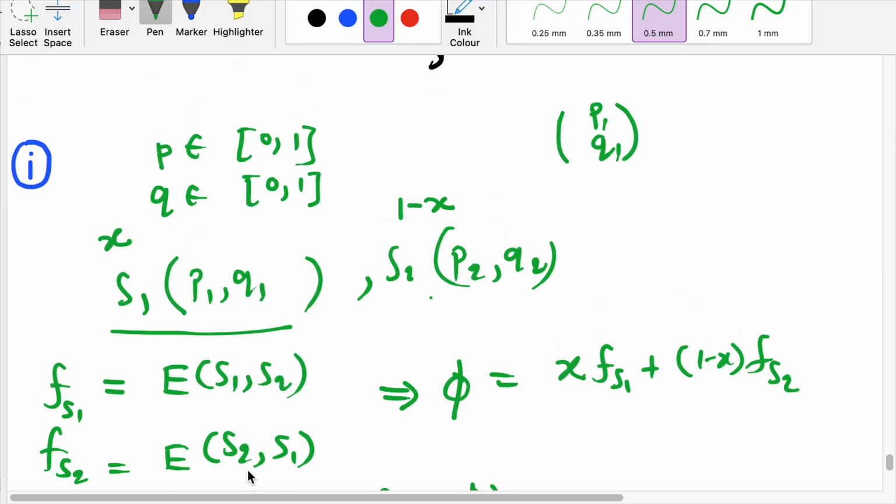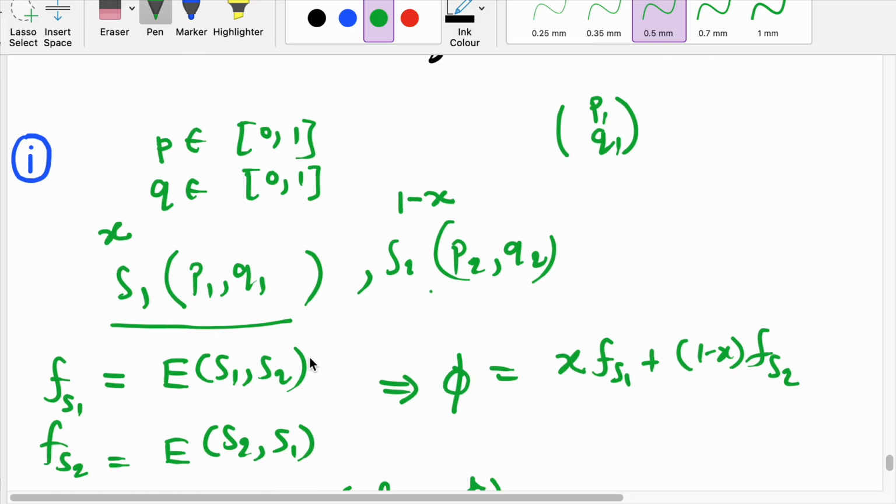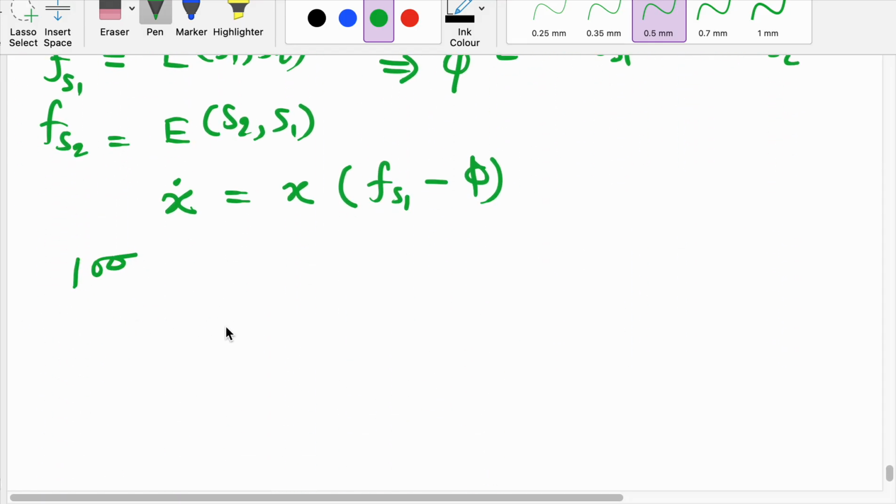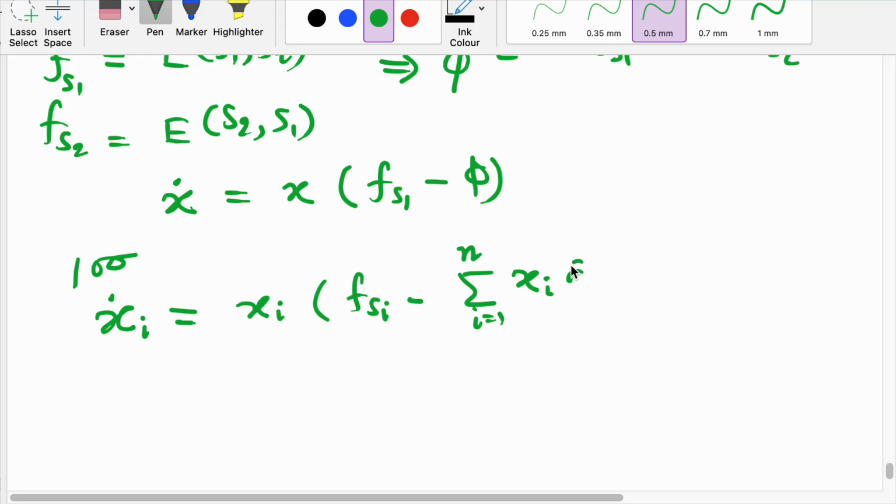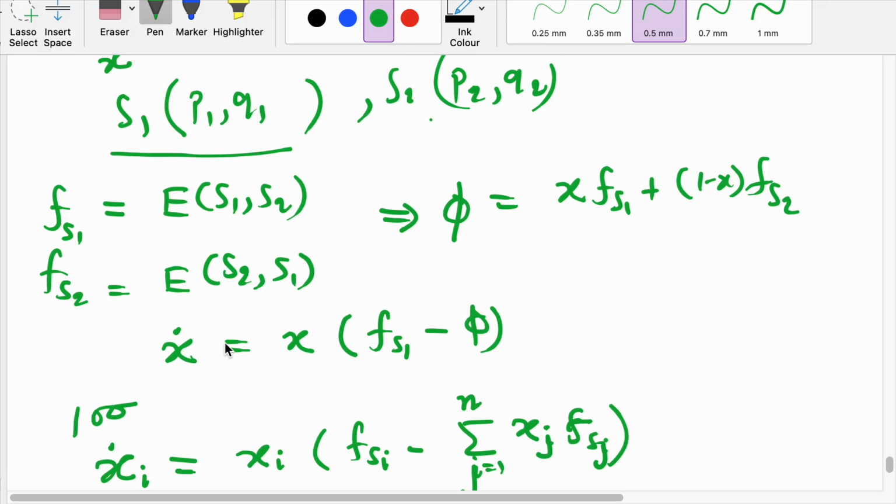Now I will generalize this. I will take 100 such strategies, and then for the 100 strategies I can write 99 such equations, so 99 replicator dynamics, that will look like x i dot equals x i times f of S i minus the summation over j equal to 1 to n of x j f S j. So that's how we can write such equations in principle, because we know the strategies and we know the fitness.